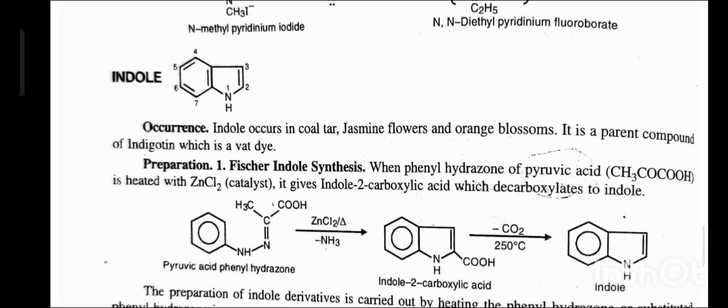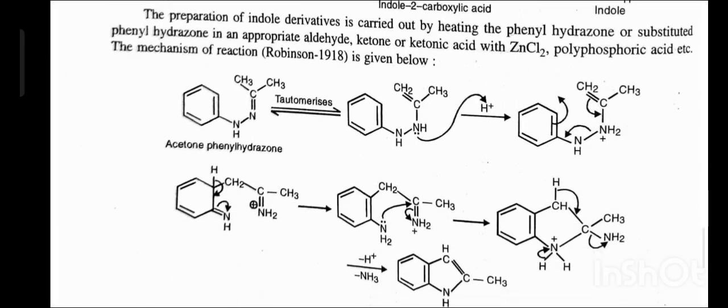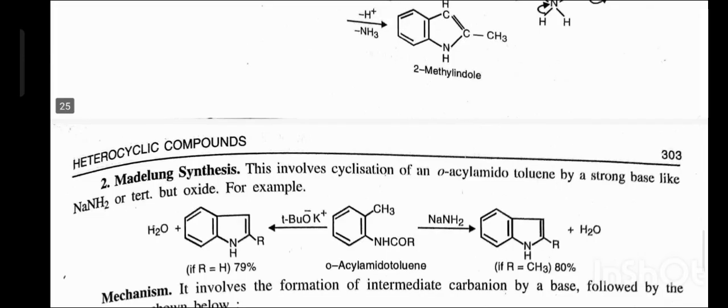The preparation of indole derivatives is carried out by heating the phenylhydrazine or substituted phenylhydrazine with an appropriate aldehyde, ketone or ketonic acid with ZnCl2, polyphosphoric acid, etc. The mechanism of reaction is given below. Second, Madelung synthesis.